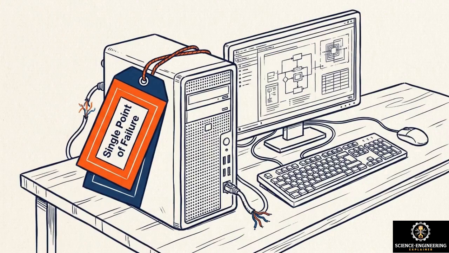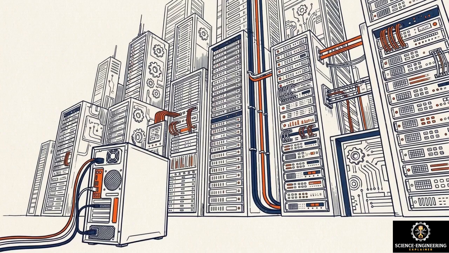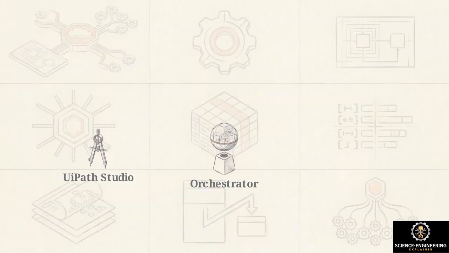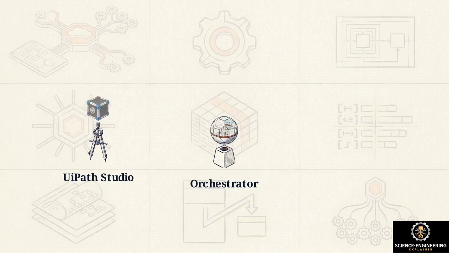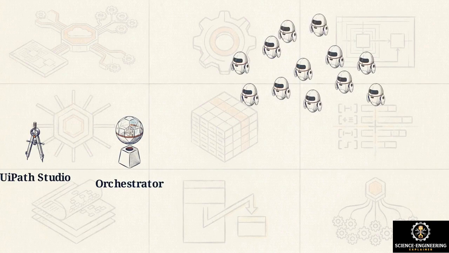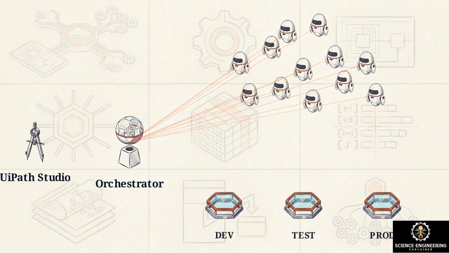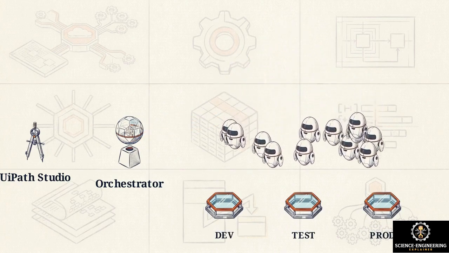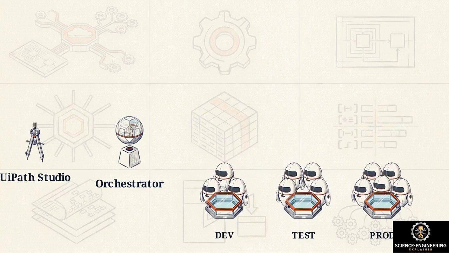A flawlessly engineered workflow running on a single local desktop is still an operational liability. It cannot scale to meet enterprise demand. This diagram maps the scaling process. The local Studio package is pushed up to UiPath Orchestrator, a centralized cloud hub. Orchestrator then distributes that workflow to a large fleet of unattended robots. Orchestrator organizes these execution nodes into strict logical environments, clearly separating development, testing, and production operations.